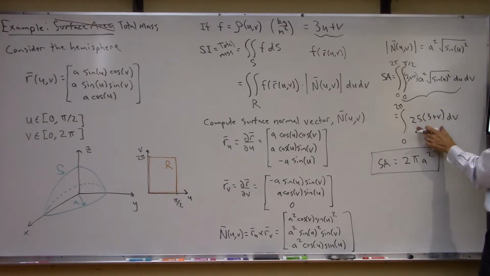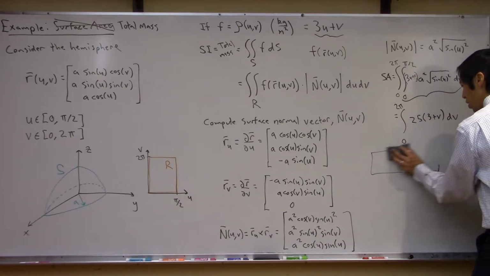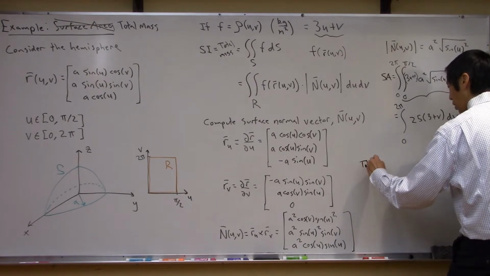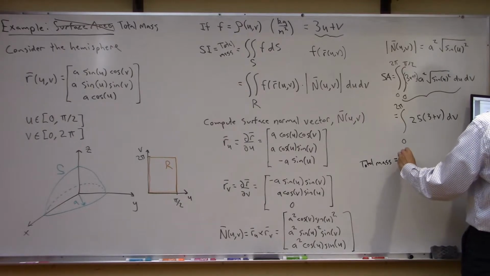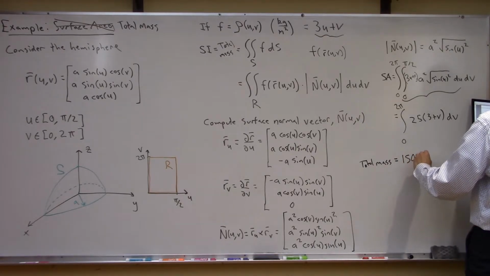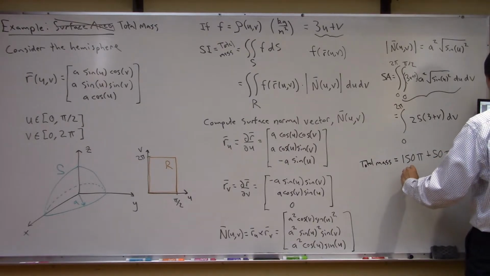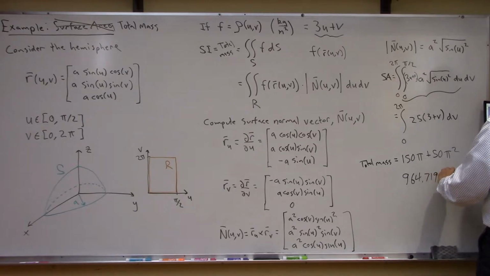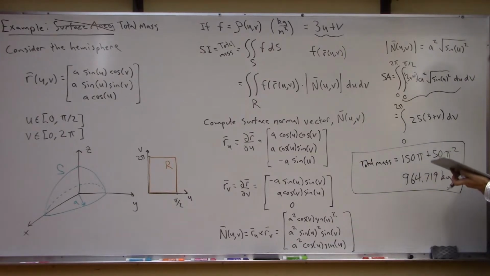Okay, and then you integrate this again, and now we don't have surface area. That's not what we're computing. We are getting the total mass. By the time you do this integral, I think this comes out to 150 pi plus 50 pi squared, or if you want that as a number, it's about 964.719 kilograms.